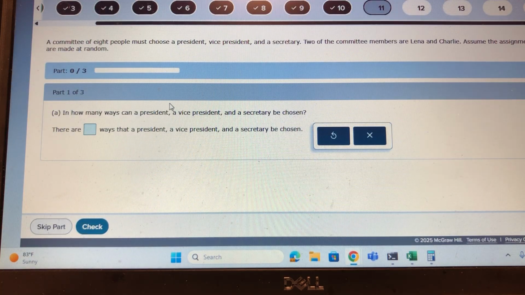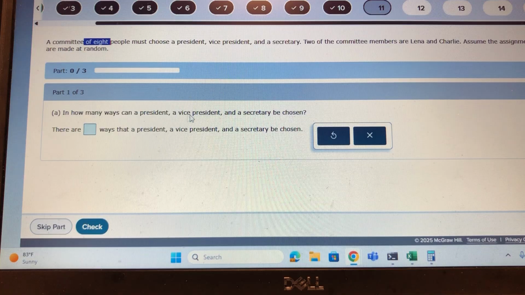So I think this is a good problem because it does both cases, or maybe not, but we want a committee of 8 people. They must choose a president, a vice president, and a secretary. So how many ways can you choose a president, a vice president, and a secretary? We need to pick 3 people here. We're choosing 3 out of 8. There's 8 total people here, 3 out of 8. This is not 1 of 8 and 1 of 3. I'm picking 3 out of 8. So don't do 8 times 3 here. It's not going to work.